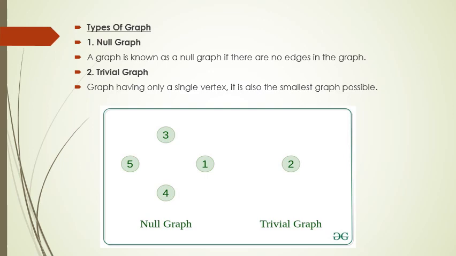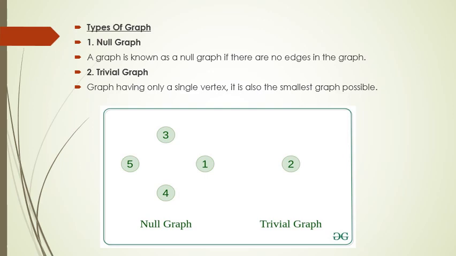Here are the types of graphs. There are a total of 11 types of graphs. The first one is the null graph. A graph is known as the null graph if there is no edge in the graph. When there is no edge in the graph, it is known as a null graph.